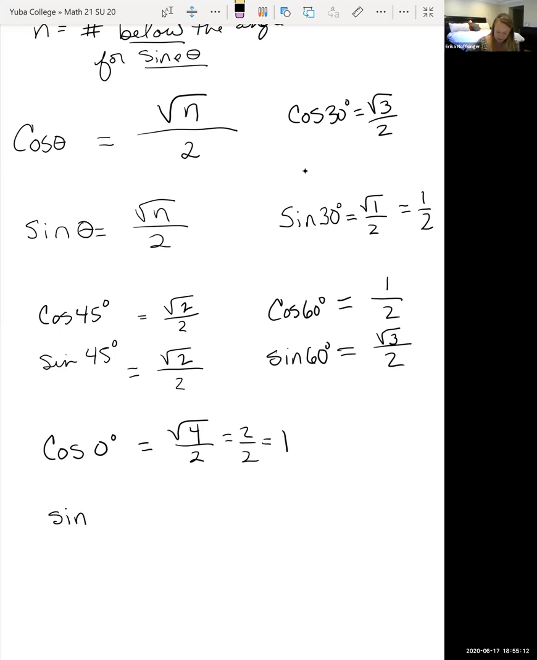So cosine of 0 degrees is 1. Sine of 0 degrees. Well, sine of 0 degrees, if I look at 0 degrees, I don't have any fingers going below my 0 degrees. And so this would be the square root of 0 all over 2. Well, square root of 0 is 0. 0 over a number other than 0 is 0. And so sine of 0 degrees is 0.